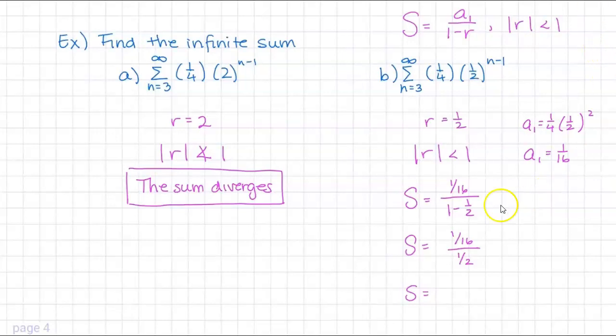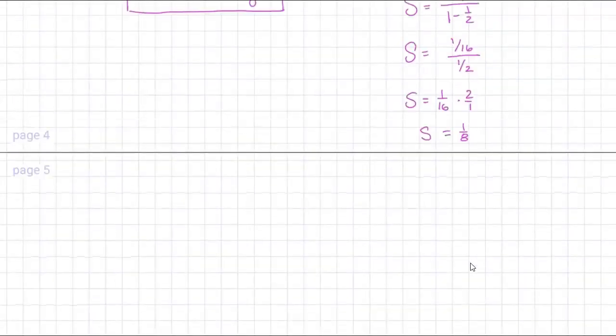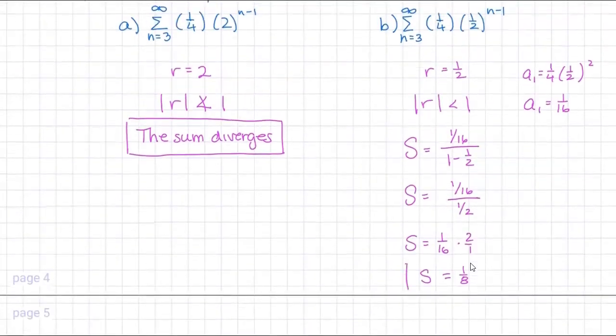When you divide fractions, remember to multiply by the reciprocal: 1/16 times 2 over 1. The sum is 1/8. And there you go, there's your answer. I needed to do that, sorry. I can't box it otherwise, it was too low.